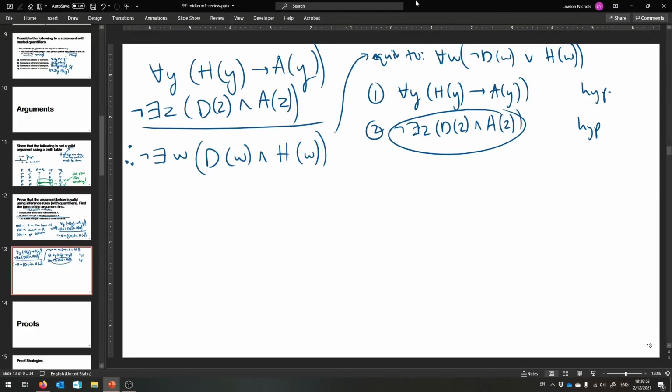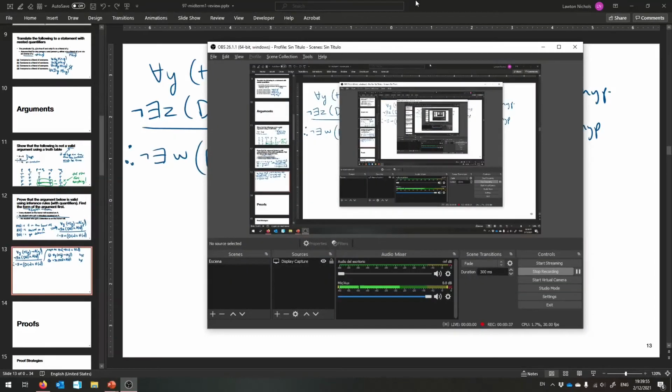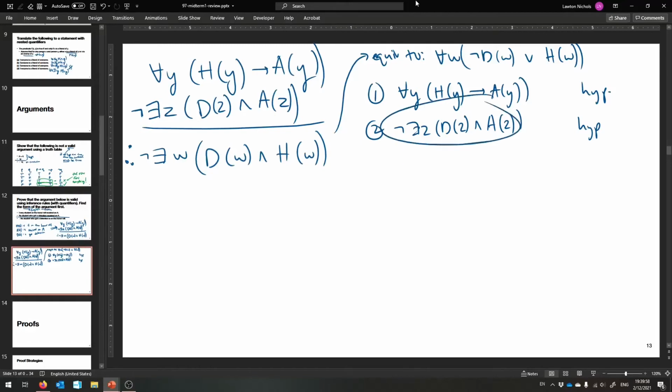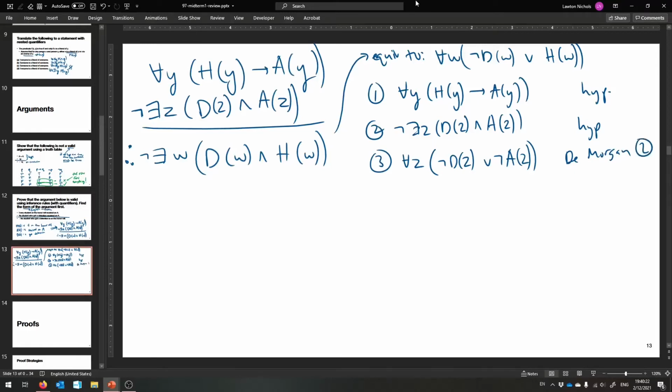This is also a negated exists, so we might as well use De Morgan's on this and just get it in a nice form to begin with. So, this is for all z, not D of z or not A of z. Okay, so that is De Morgan's law on 2. Now we have these things. And our goal, again, is essentially this one, because that'll lead to this. So we need to prove it for all.